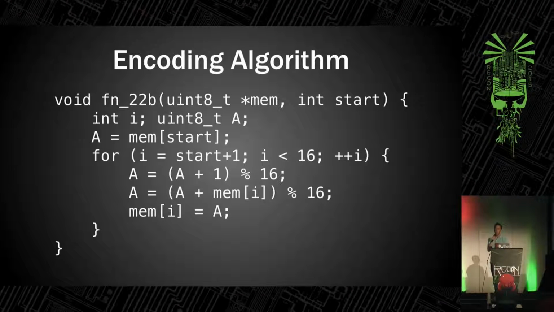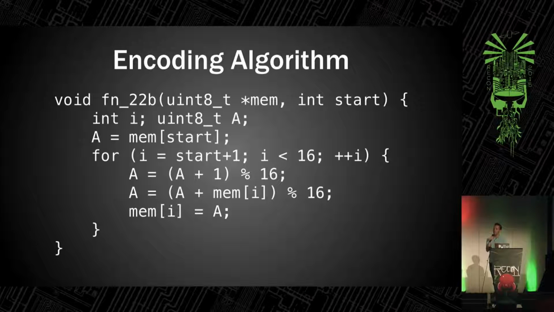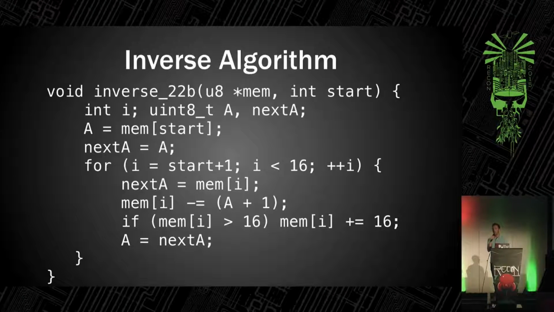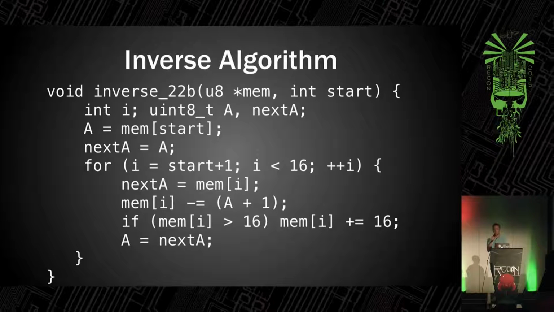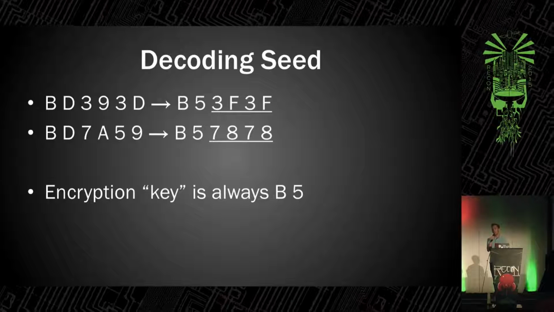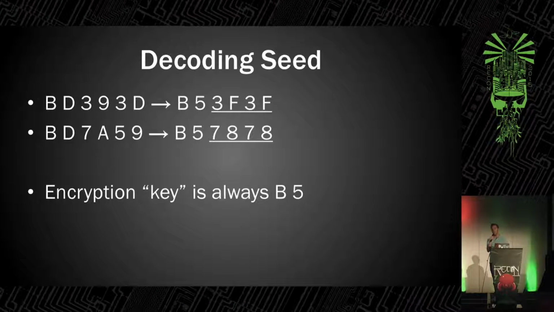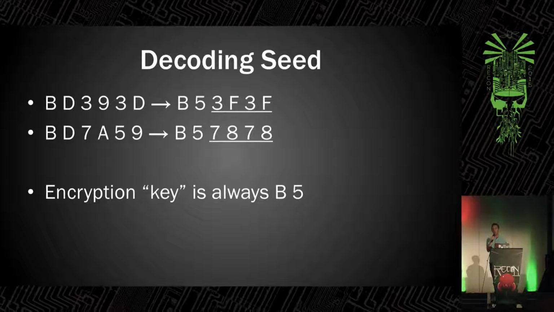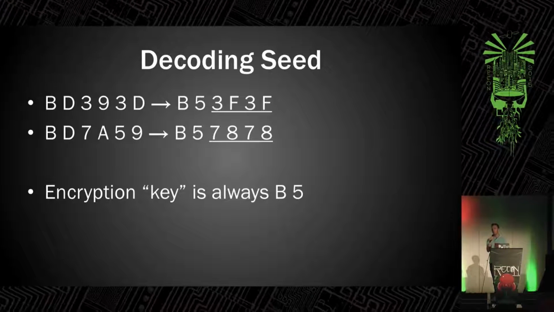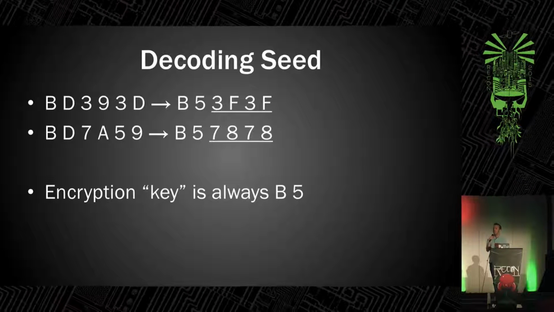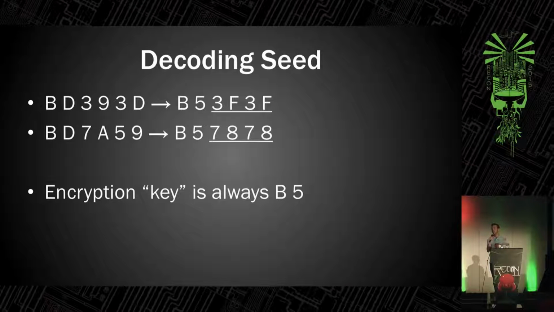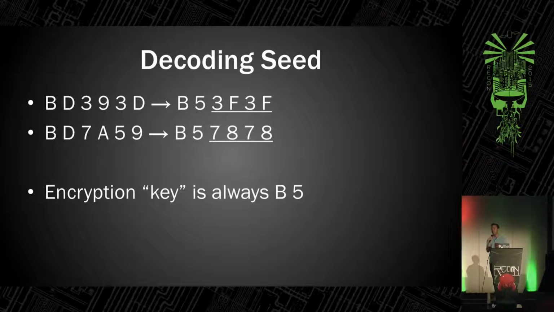Interestingly enough, we looked at this encoding algorithm, and I said, hey, it looks like you could probably run that in reverse. So we came up with the inverse algorithm for this, and then based on that data sent over the wire, we could actually decode it and get the contents of that secret data without actually having to understand how this instruction worked. So in the first example, you'd see one chip, when it boots, it sends BD393D, and when you decode it, you get 3F, 3F. That's the seed for that particular chip. The next example, the seed is 7878.